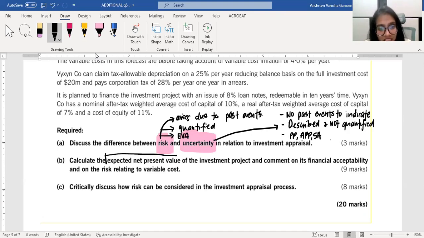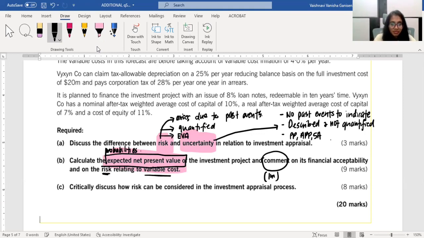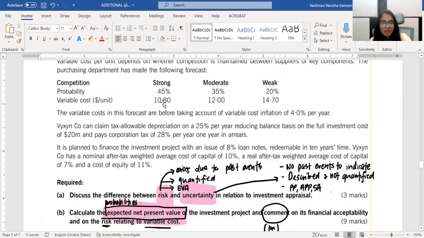calculate the expected net present value. So guys, remember when I said that if he asks for expected net present value, what is it that he will definitely have? He will definitely incorporate probabilities. Okay, and then you need to comment on the financial acceptability and on the risk relating to variable costs. Okay, so let's talk about this question first. Let's do the NPV first.